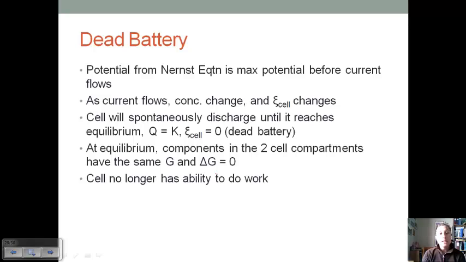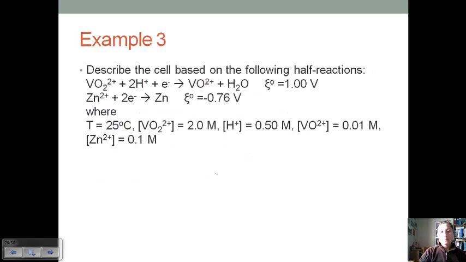Okay, so once Q is equal to K, then the potential for the cell is 0. And this resembles something similar to a dead battery. There's no reason for electrons to flow anymore once equilibrium is reached, and so its potential will be 0. So at equilibrium, the components in the two cell compartments, the anode and the cathode, have the same free energy, and so the change in free energy is 0. And so this means that the cell no longer has any ability to do work because there's no reason for electrons to flow once we've reached equilibrium.